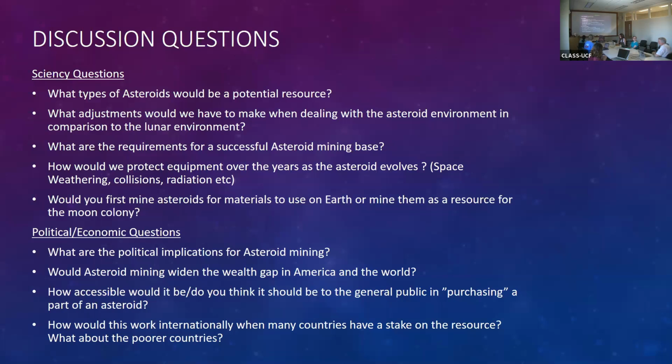Okay. Next question. Let's say I want to skip around. So we learned about the lunar environment. Now we're here in the asteroid. We're only in the beginning, but what adjustments will we have to make when dealing with the asteroid environment in comparison to the lunar environment? Less gravity. It's basically no gravity, by an order of 10,000 less.